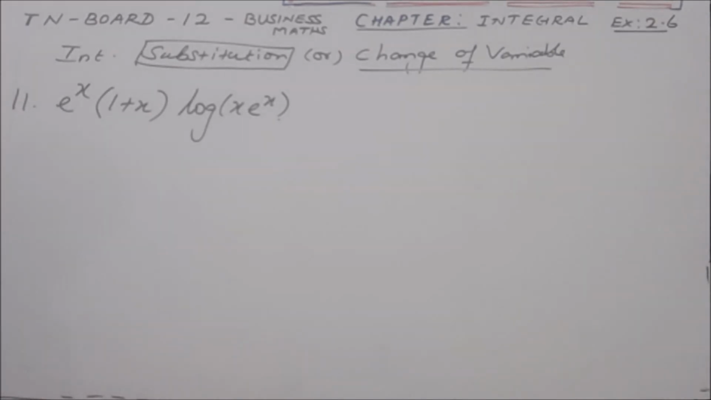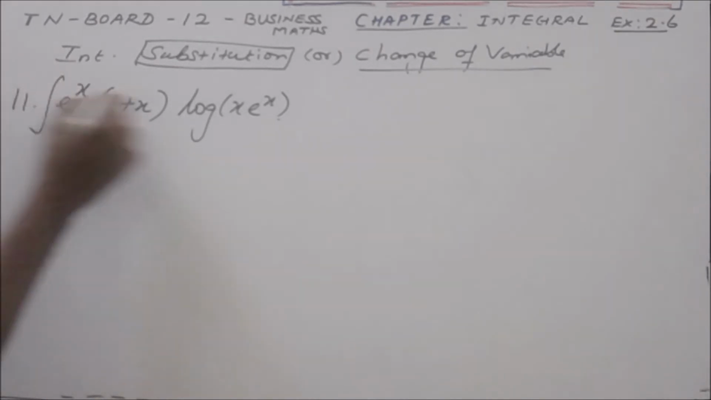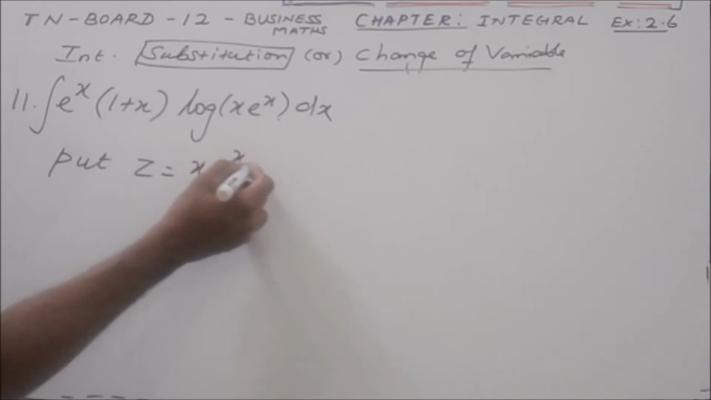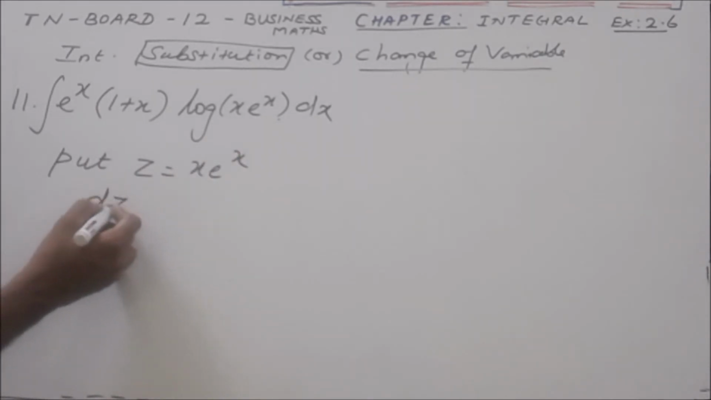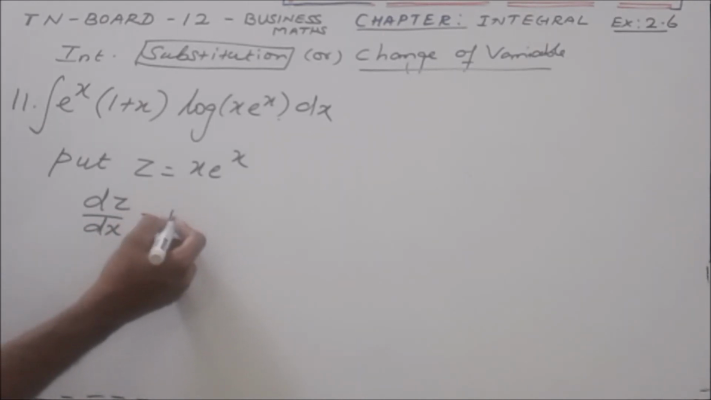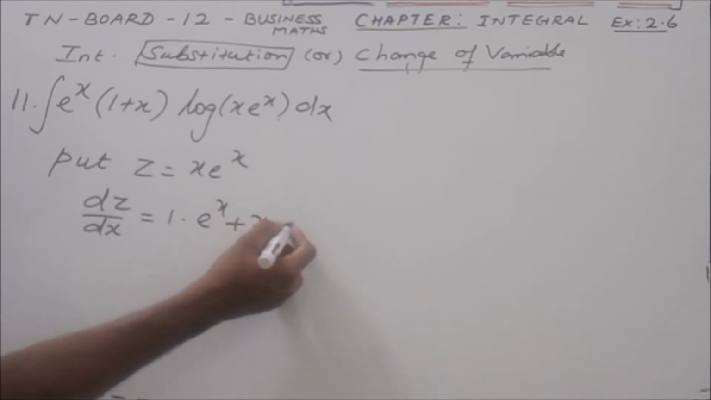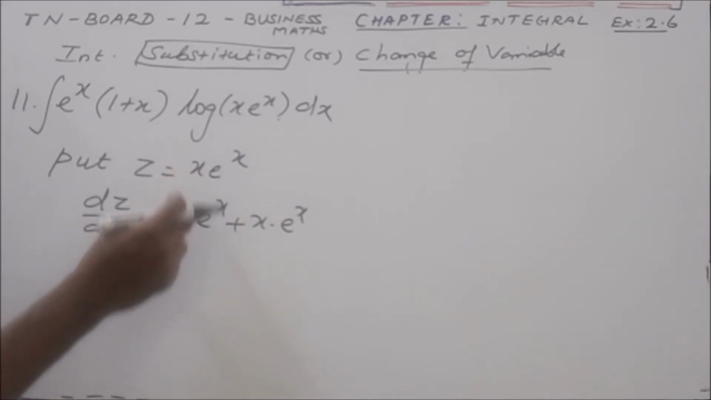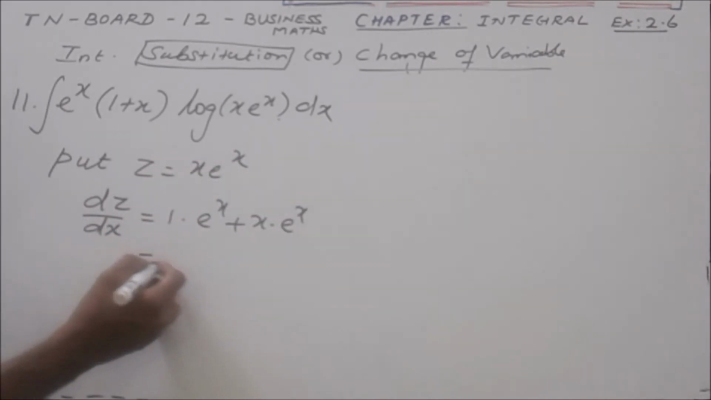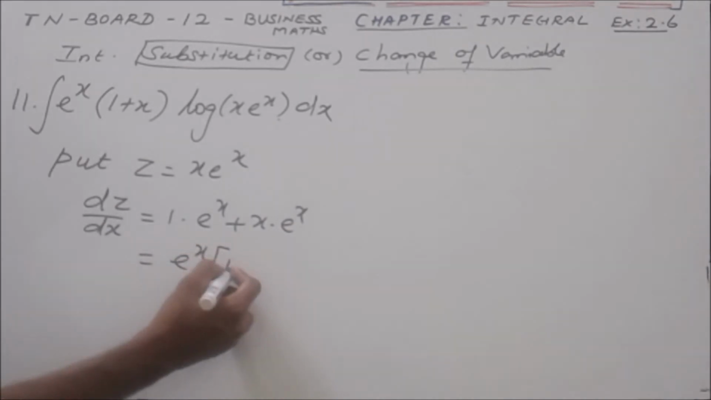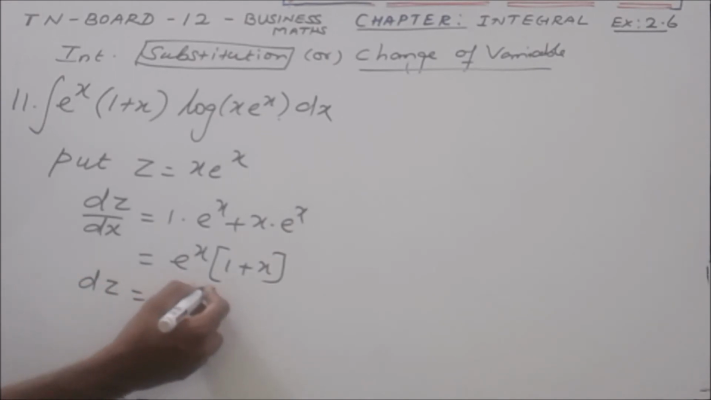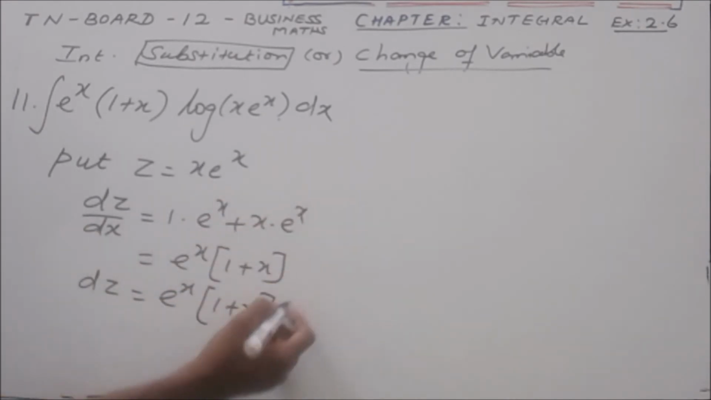Substitute here, put z equal to x e power x. What is its derivative? dz by dx is equal to differentiation with respect to x: 1 into e power x plus x into e power x, u dash v plus u v dash, where the derivative of e power x is e power x. So e power x is taken out, 1 plus x within the bracket. So dz equals e power x into (1 plus x) into dx.